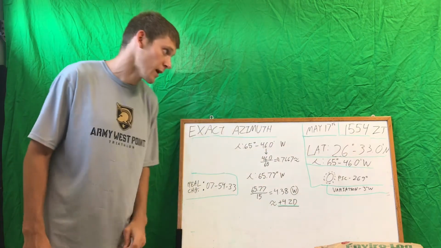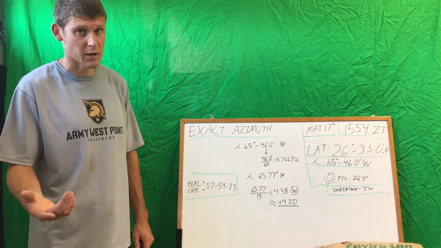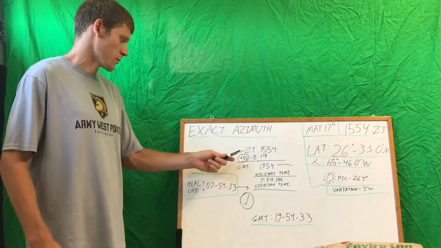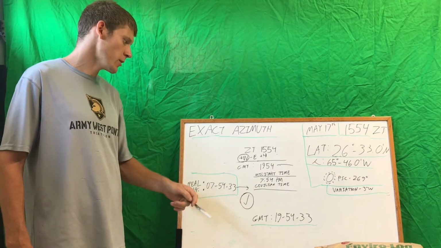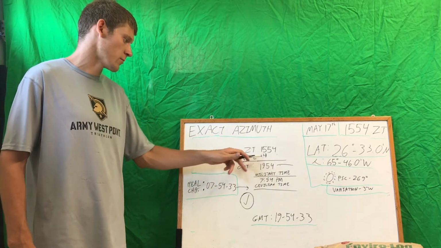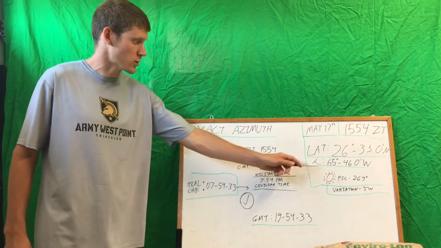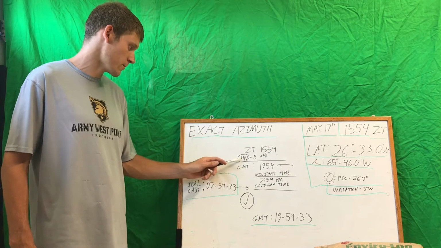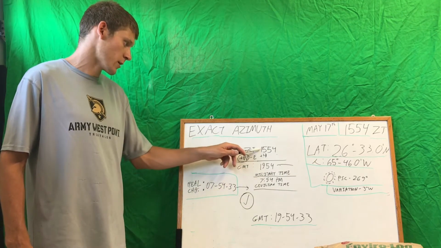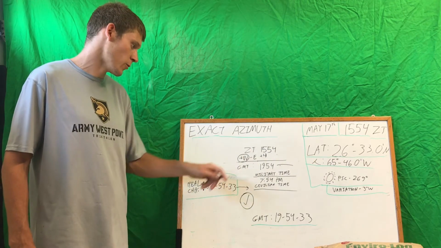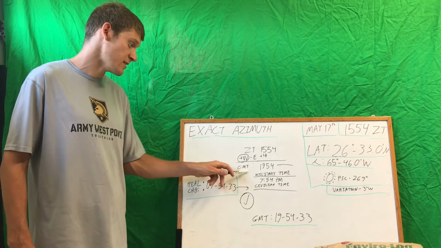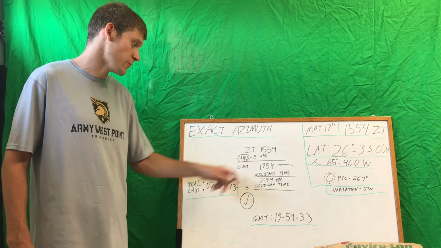to our zone time to find our GMT. So we have our zone description plus 4, so zone time plus 4 because it's west. Our longitude is in western degrees. So zone time 1554 plus 4 gets you a GMT time of 1954.